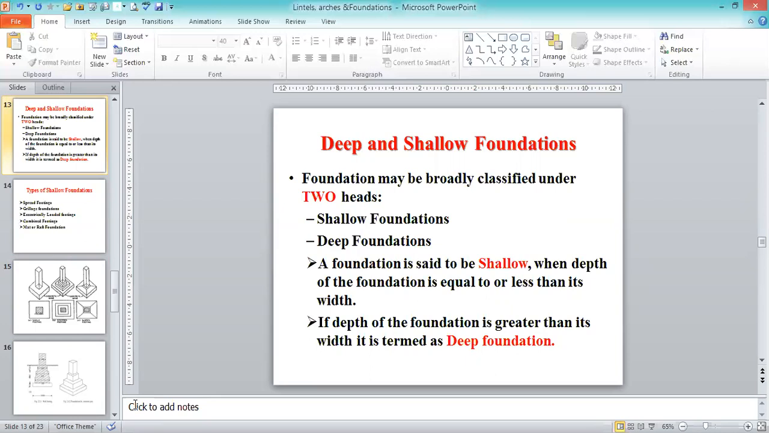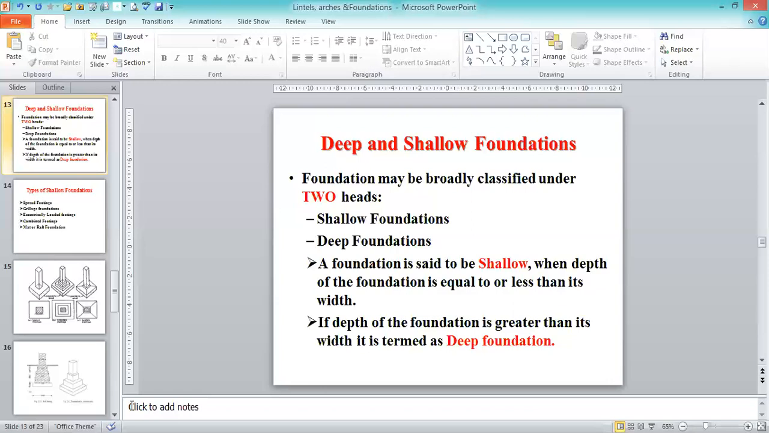Shallow means, the term itself gives the meaning, low depth, and deep means the term itself gives the meaning that we are going for the maximum depth. So if the depth of the foundation is greater than its width, it is termed a deep foundation. This is the simplest definition of what is meant by shallow and what is meant by deep foundation.